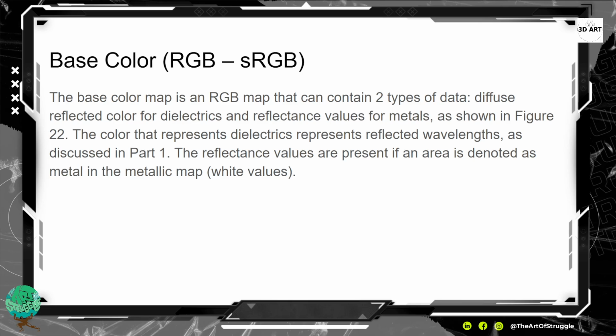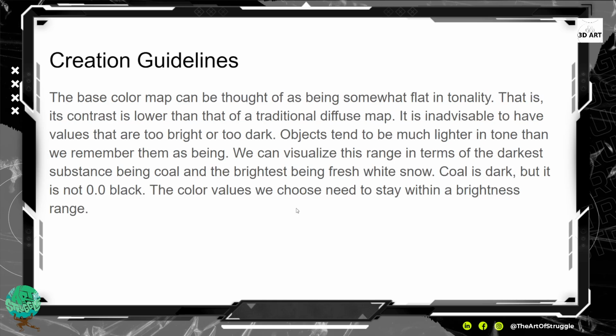And reflectance values for metals. The color that represents dielectrics represents reflected wavelengths, as discussed in part 1. I just talked about that. The reflectance values are present if an area is denoted as metal in the metallic map. Remember, if it's black, I'm saying it's not metallic. And if it goes to white, then I'm saying this is metal, super metal.